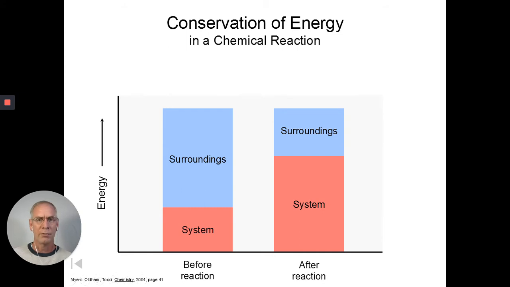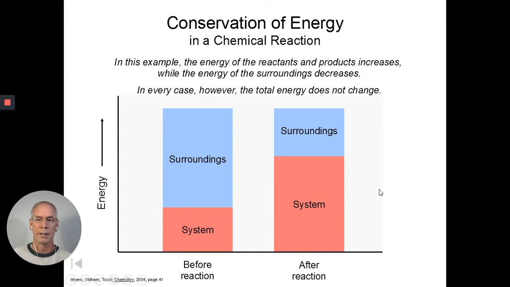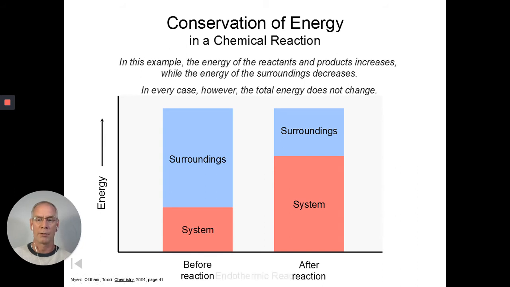Now, does that make any sense to you? Well, it probably doesn't make sense in terms of lighting a match, because if we lit the match, the system should have lost energy and the surroundings should have gained. So this is some other type of chemical reaction we're looking at. In this example, the energy of the system went up and the surroundings went down. But notice that the total energy from the beginning to the end is the same because of the law of conservation of energy. Energy can change forms, but it will never be lost.